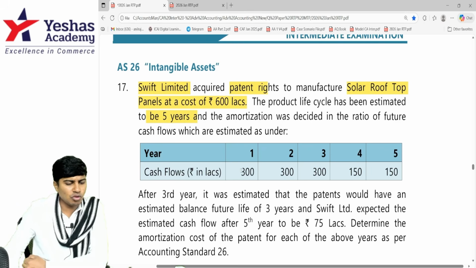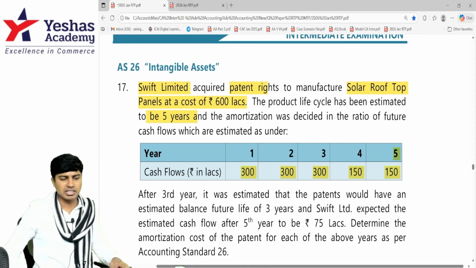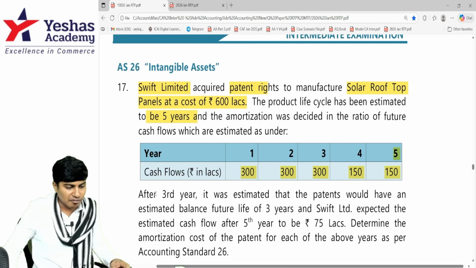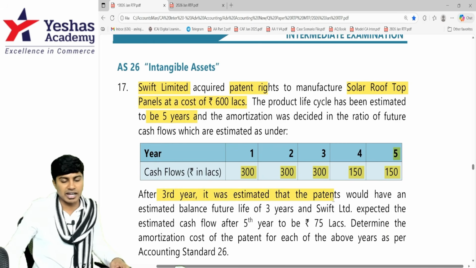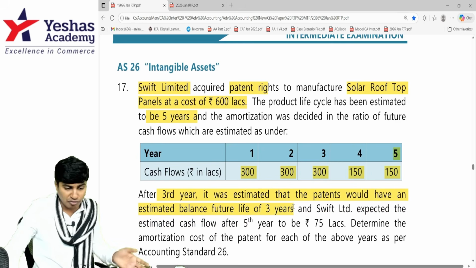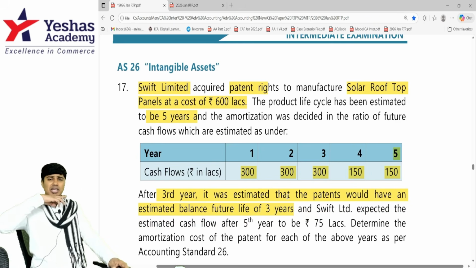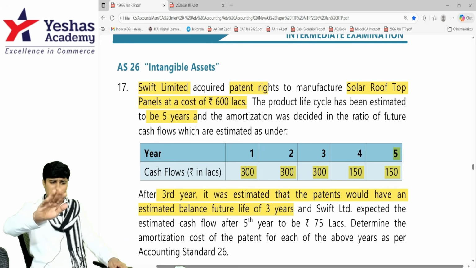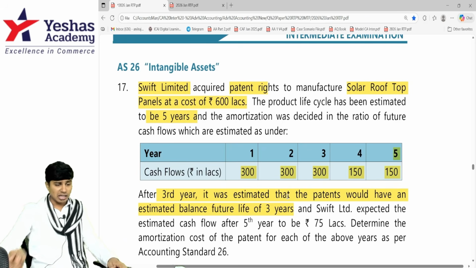What is the pattern? Cash flow expected 300, 300, 300, 150, 150. 300 plus 300 plus 300, 900 plus 150 plus 150, 1200 is the total cash flow. In that proportion, you charge. But this is the initial estimate. After the third year, the patent's balance useful life was re-estimated. After 3, the remaining useful life should be 2, but they're re-estimating it to be 3 and expect the cash flow after the 5th year to be 75.